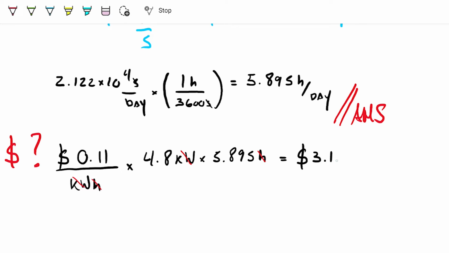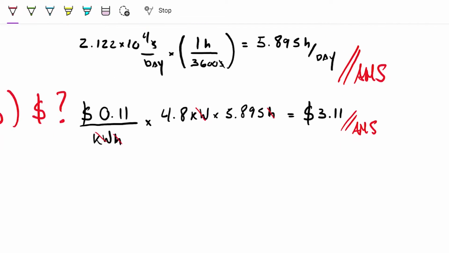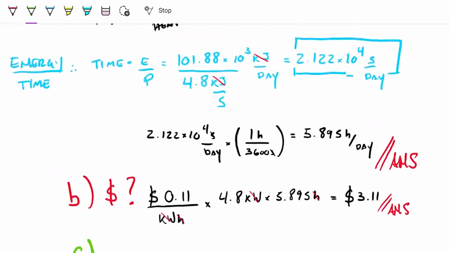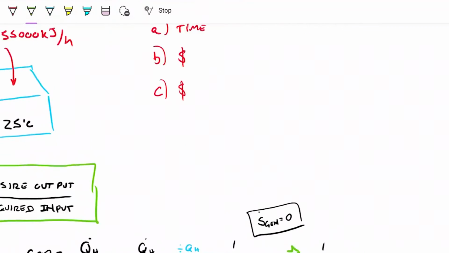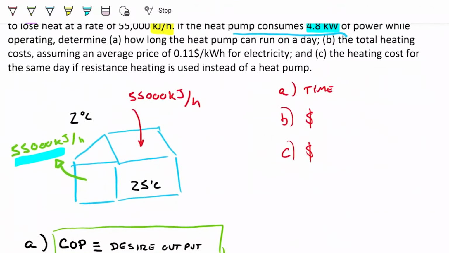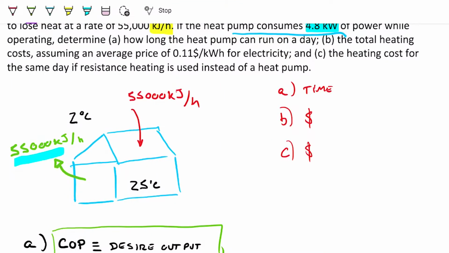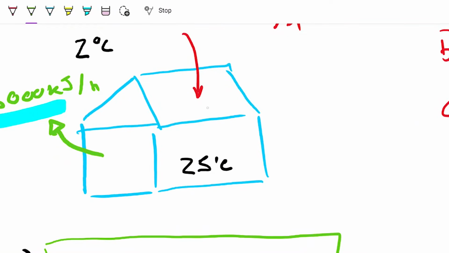Right, so $3.11 is what it cost me to run this pump for a full day to keep my house nice and warm. And then the best part, I guess, is the last part of the question, which says, okay, but what if I were to use resistance heating instead of my heat pump, right?